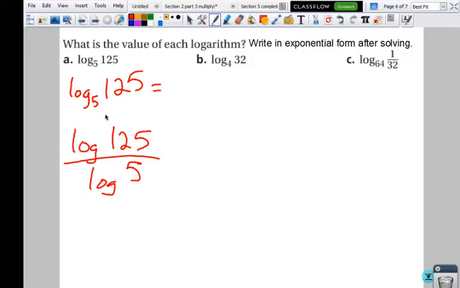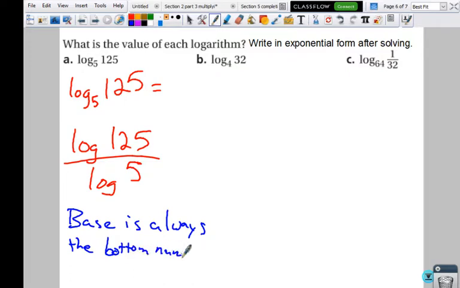I got 4.29. I typed it in wrong, because it's not that. So the base is always the bottom. It's 3. I was close. I got 0.3 because I put the thing on top, I think. Well, how did Jim do it? So it's log of 125 divided by log 5.